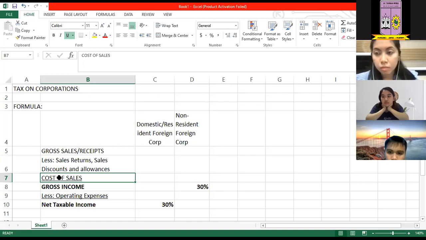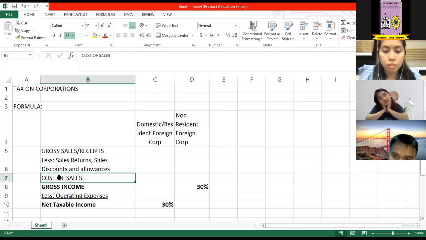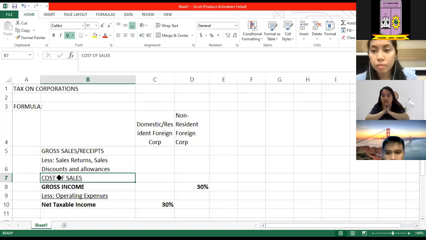Basta anything, any expenses that are directly related, no, to the goods to bring them to their present location and use, yan yung cost of sales or services, okay? Another example of cost of sales, yung freight or delivery fee, okay? Kasi to bring them to the location, di ba? Sometimes sinasali natin yan sa cost, okay? Kasali yan kasi part directly related siya, directly incurred, no? Para ibenta yung product or goods, okay?